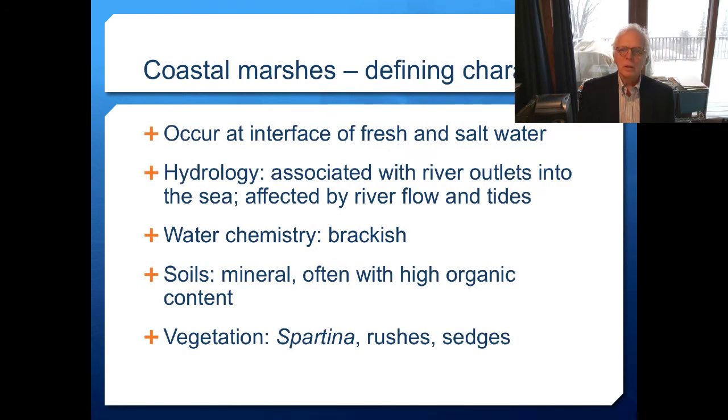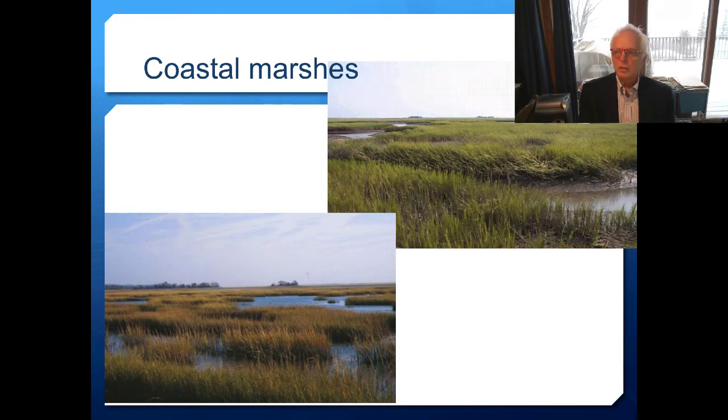So the defining characteristics of coastal marshes are obviously that they occur at the interface of fresh and salt water, and their hydrology is often associated with a river outlet into the sea and some kind of deltaic system, and they tend to be affected by river flow and tides both. And I think in this image you can see the tidal marks. This is probably low tide or a descending tide, and you can see that there's quite a bit of exposed soil.